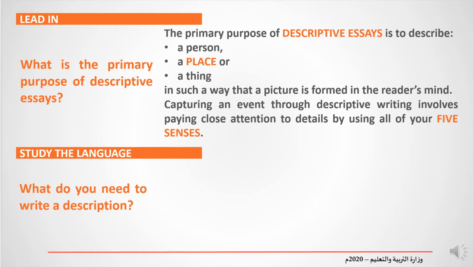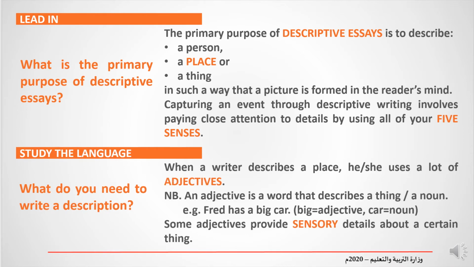What do you need to write a description? When a writer describes a place, he or she uses a lot of adjectives. An adjective is a word that describes a thing, which is a noun. Fred has a big car. Big is the adjective, car is the noun. Some adjectives provide sensory details about a certain thing.